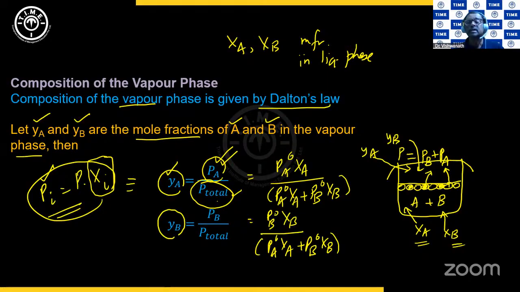Yes. So questions will come on calculation of vapor phase mole fractions. Once the liquid phase mole fractions are given, so you know that XA is known, PA naught is given, PB naught is given, we can find out YA. Clear?